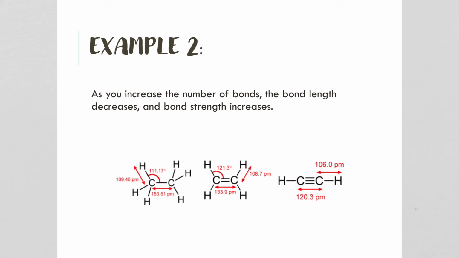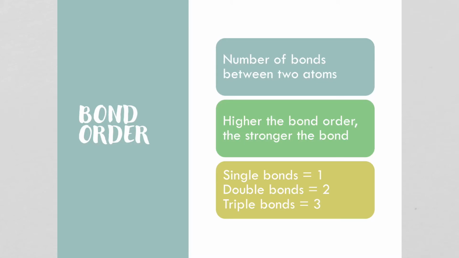the strongest bond. Another way of looking at this is the bond order. So the number of bonds, that's the number of bonds between two atoms, and the higher the bond order, the stronger the bond. So a single bond has a bond order of 1, a double bond order of 2, triple bonds have a bond order of 3.